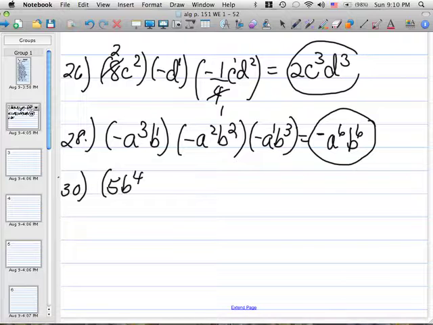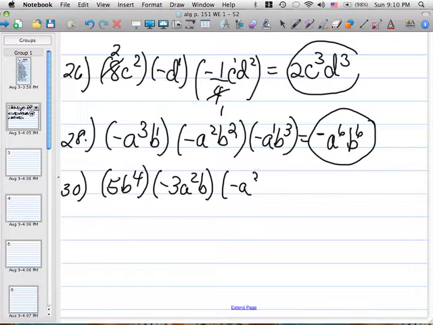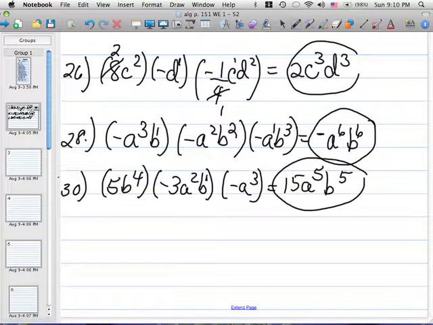Number 30, you have 5b to the 4th times a negative 3a squared b times a negative a cubed. I have 2 negatives, so that's going to be a positive answer. 5 times 3 is 15. A to the second and a to the third is going to be a to the 5th. B is to the 4th, and there's 1 here, so that's b to the 5th. So my answer is positive 15, a to the 5th, b to the 5th.